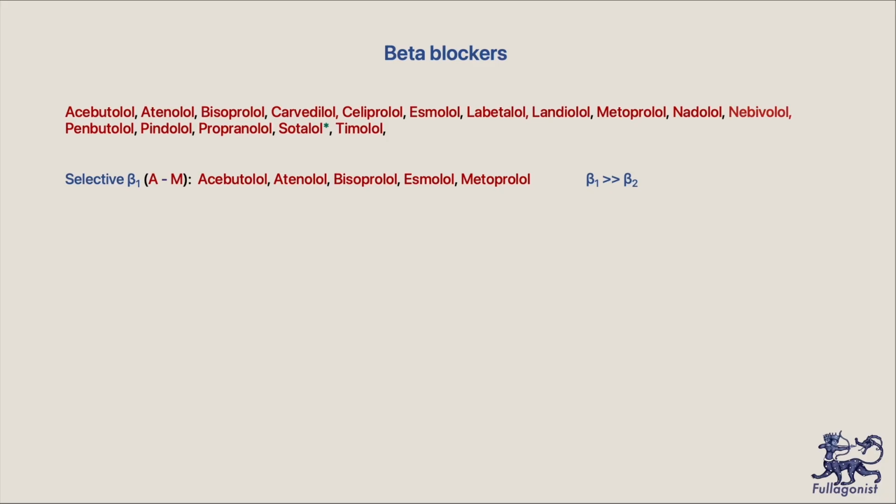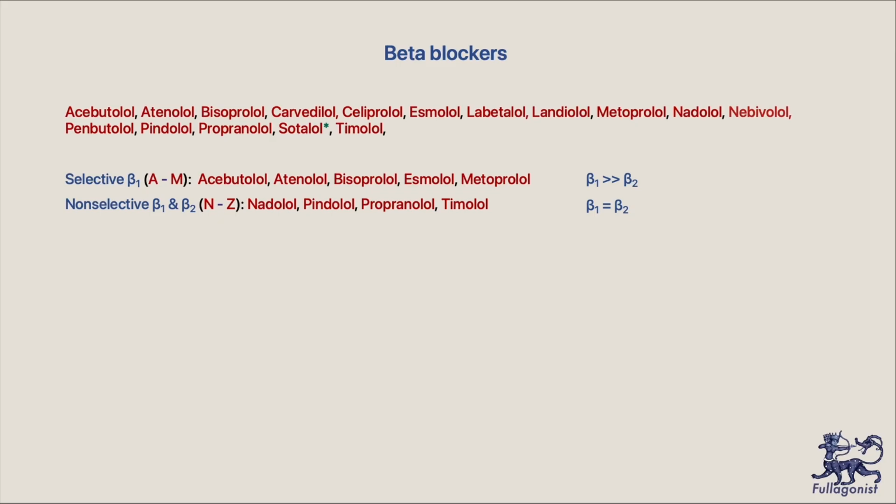For example, acebutolol, atenolol, bisoprolol, esmolol, and metoprolol. Their names follow alphabetical order from A to M. Non-selective beta blockers block beta-1 and beta-2 receptors equally. For example, nadolol, pindolol, propranolol, timolol. Their names are between N to Z.